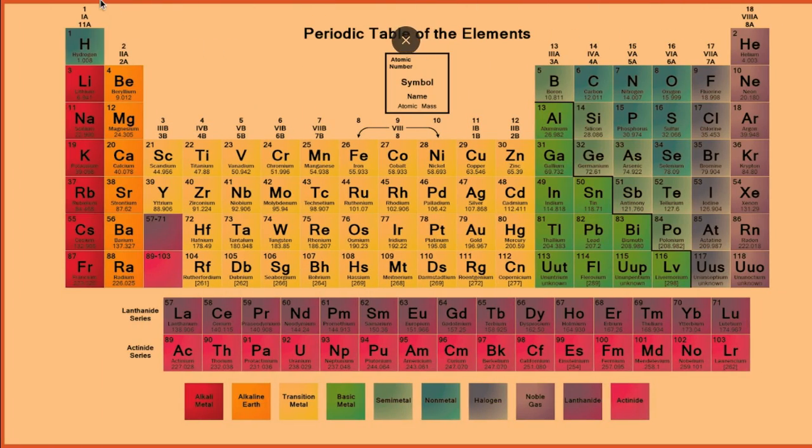S block is 1A and 2A. 1A only has one valence electron and electron configurations ending in s1. In 2A, they have completely filled s orbitals containing two valence electrons and electron configurations ending in s2.